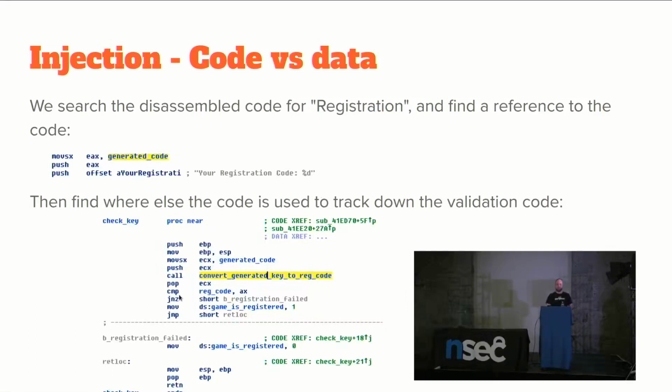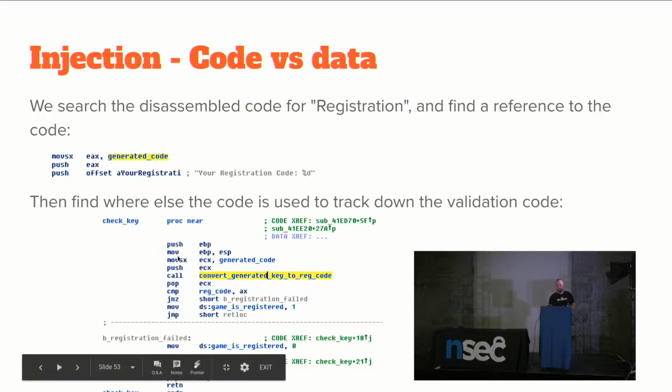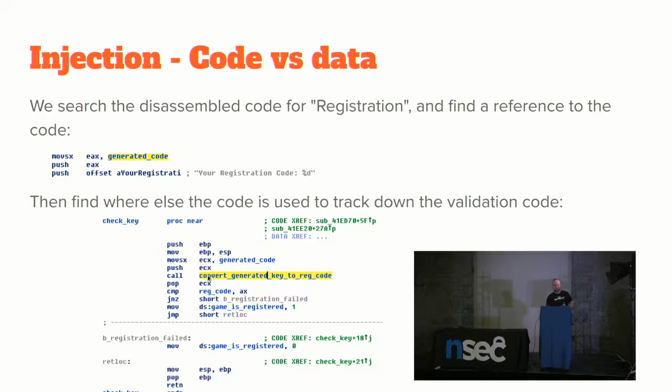Then you figure out where that's used, and what you see is, I named things on this just to make it more obvious, a little function. This is assembly code. It doesn't matter how it works. Basically, it takes the generated code, passes it to a function, then compares it to what you typed in. So if your reg code is 1, 2, 3, 4, 5, it passes it to a function. The function return value is, say, 5, 4, 3, 2, 1. Then it compares that to the thing you typed in. And if they're the same, yay, you can play the whole game.